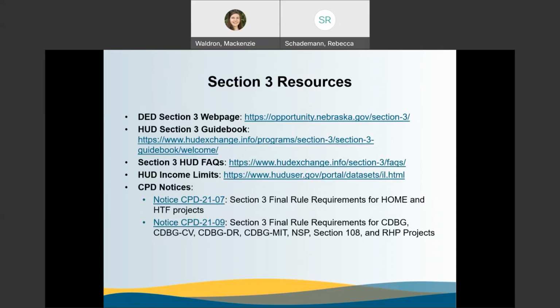We do have a couple Section 3 resources available to you. The department has created a Section 3 webpage. There is also the HUD Section 3 guidebook, the Section 3 HUD FAQs, the HUD income limits, and also the CPD notices. There was CPD 21-07 that relates to the final rule requirements for HOME and HTF projects, and CPD 21-09, which relates to the CDBG, CDBG-CV, CDBG-DR, CDBG-MIT, Neighborhood Stabilization Program, Section 108, and RHP projects.